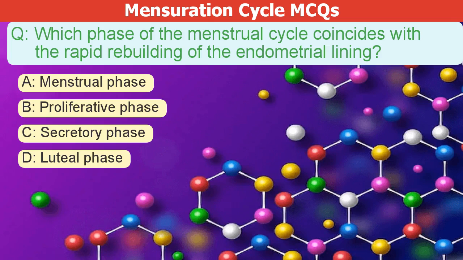Which phase of the menstrual cycle coincides with the rapid rebuilding of the endometrial lining? A. Menstrual phase. B. Proliferative phase. C. Secretory phase. D. Luteal phase.